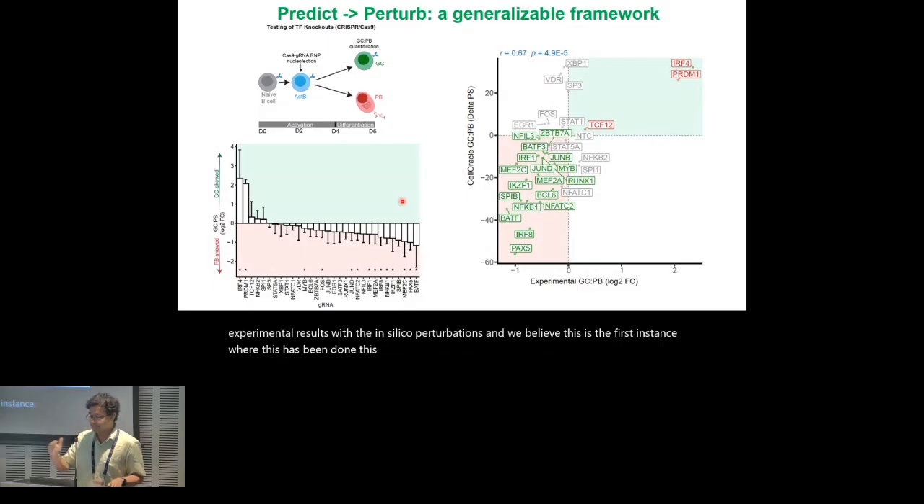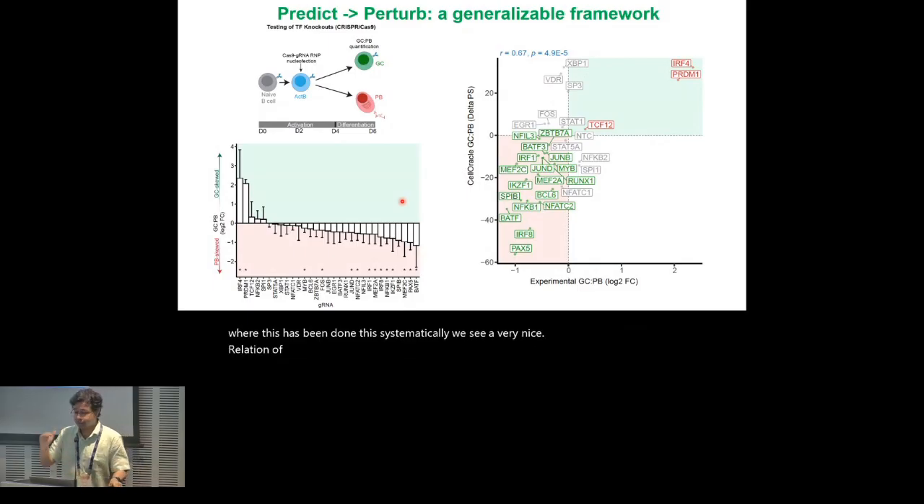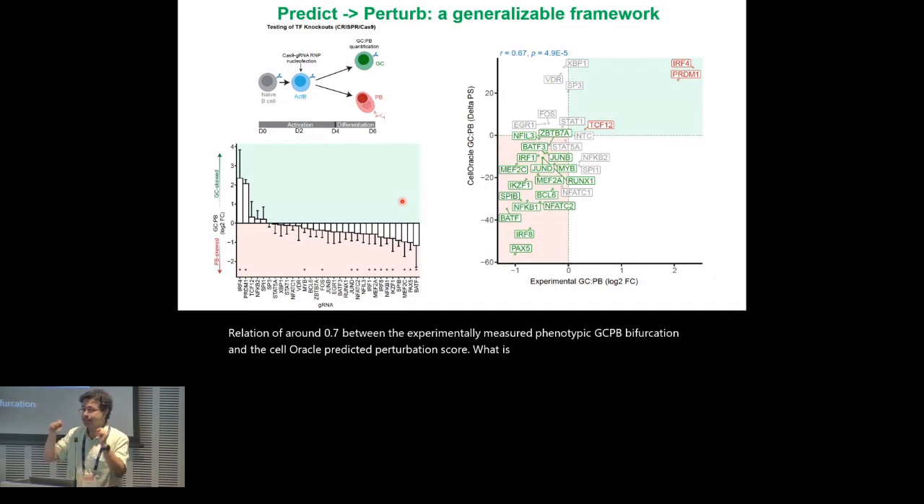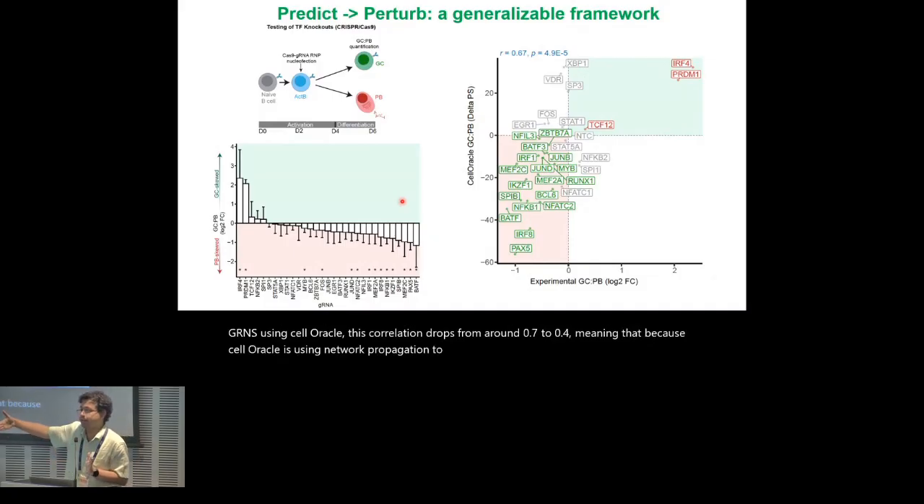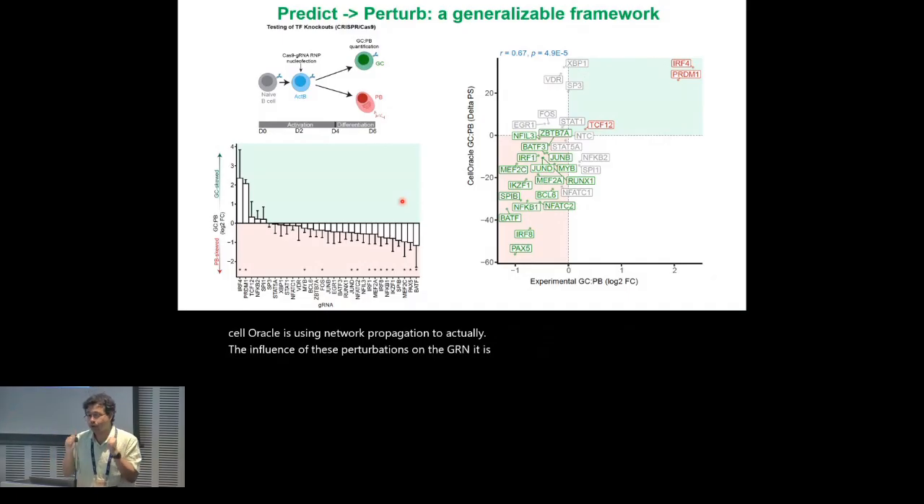We see a very nice correlation of around 0.7 between the experimentally measured phenotypic GC-PB bifurcation and the Cellular predicted perturbation score. What is more interesting, and this is really assessing the quality of the GRN, is if you now do this with the standard way to construct GRNs using Cellular, this correlation drops from around 0.7 to 0.4, meaning that because Cellular is using network propagation to propagate the influence of these perturbations on the GRN, it is directly based on the quality of the network.